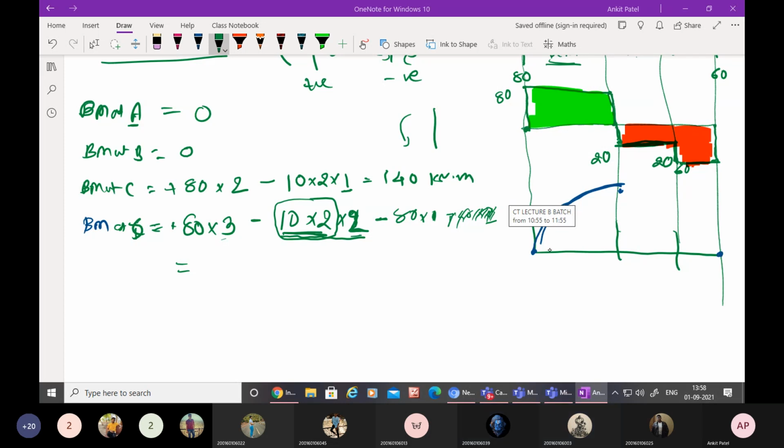120. Yes, sir, your answer is 120. So 120 is somewhere over here because this one is your 140 and this one is your 120. That's why you need to join this with a straight line. There is no UDL here, it is a point load only. So this one is your straight line. Clear? Now this is your 120. Now this is your 0. You directly connect this to this 0. Now this is your bending moment diagram.